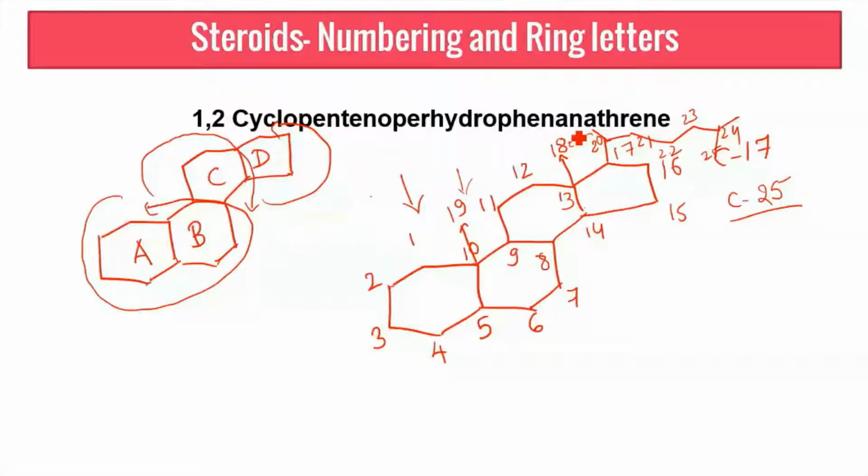If I write a methyl here, I don't call it a 20 methyl. Then it becomes a 4 methyl group. Then it is treated as a group. If it is present on this 17th carbon, I start extending the number. Otherwise, it is treated as a substituent. So, clear with the numbering and the ring lettering?